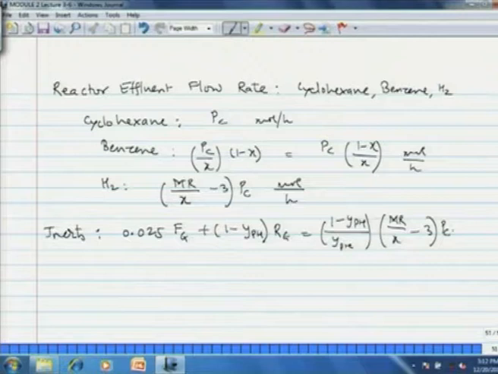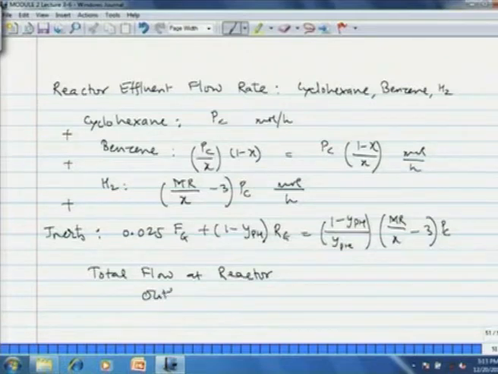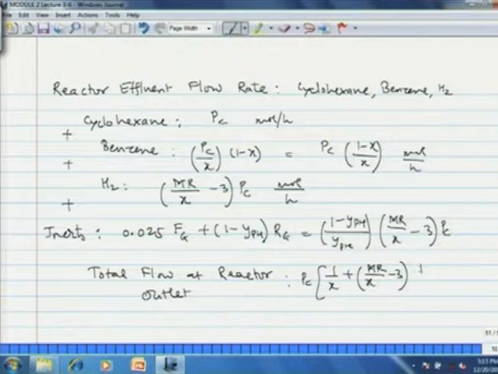Now, if you add all these flows, the total flow at reactor outlet would be Pc into 1 by X plus Mr by X minus 3 into 1 divided by YPH. Now, these algebraic simplifications I am leaving as exercise for you. These are rather straightforward, no complications.